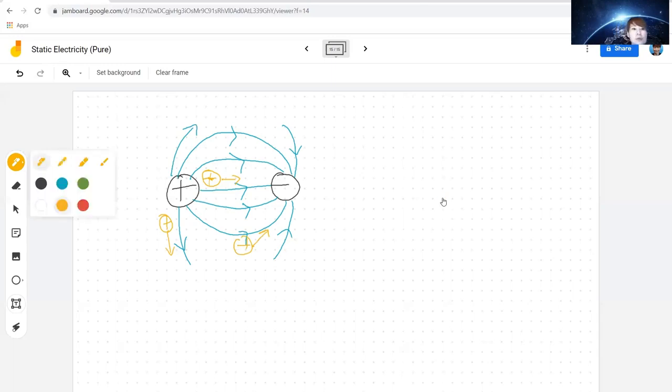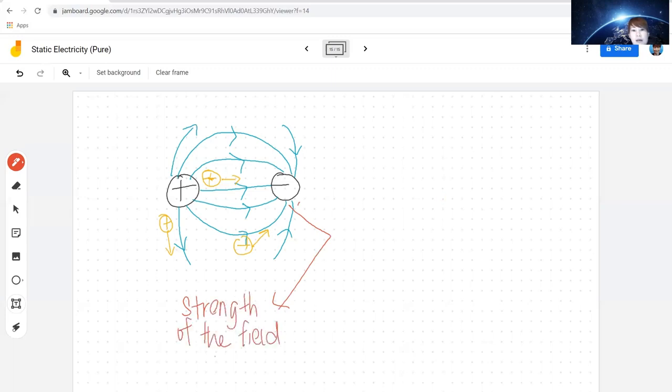Now, one thing to also take note of is that the strength of the field is represented by how close the field lines are. So the strength of the field can be shown by how close the lines are. Let me give you an example.